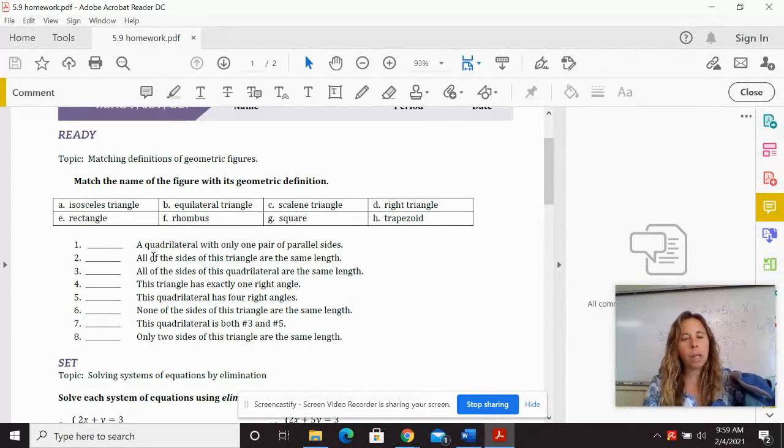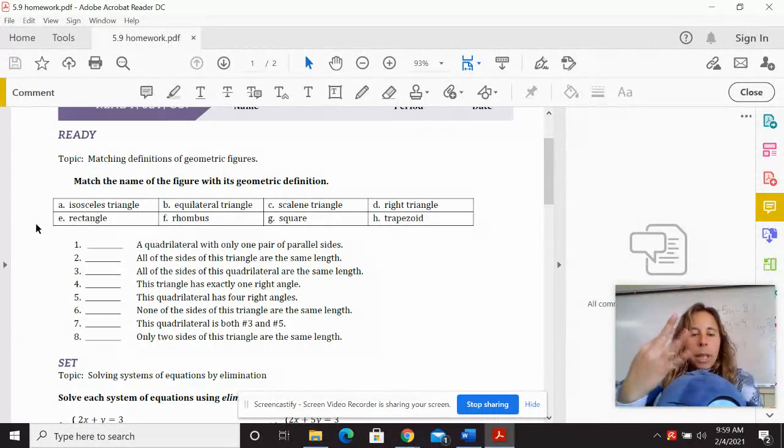So you have a quadrilateral with only one pair of parallel sides. Quadrilateral means it has 4 sides, right? So 4 sides and only one pair of parallel sides. So it's not a triangle. Rectangle is both sides are parallel. It's not a triangle. Is it a rhombus? Not a triangle. Square, both sides are parallel. It's not a triangle. And is it a trapezoid?